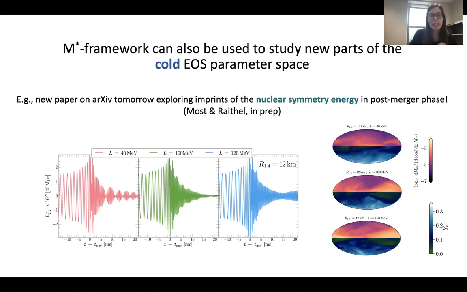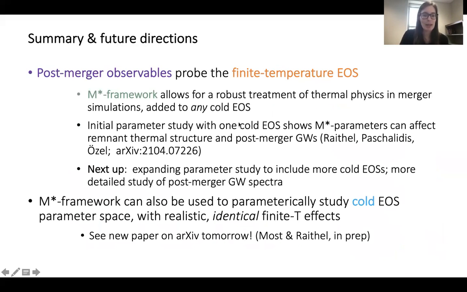Also, critically, when you're doing a systematic comparison of different cold equations of state, this framework allows you to ensure that the finite temperature part is the same for those different models. So you can do really systematic comparisons. I'll just advertise one such study that I'm involved in that's going to be coming out on arXiv tomorrow. With that, I'll put up my summary slide and I'm happy to take questions. Thank you.